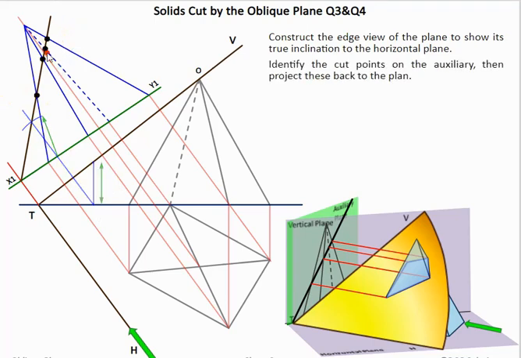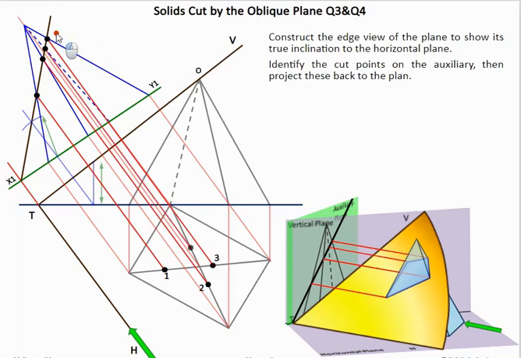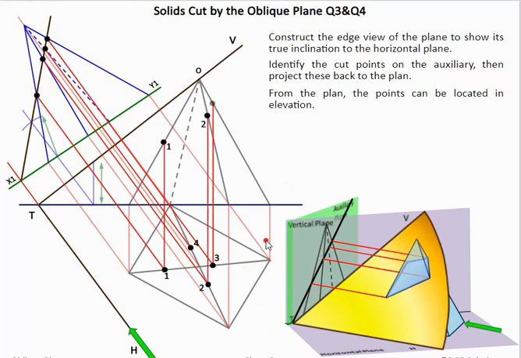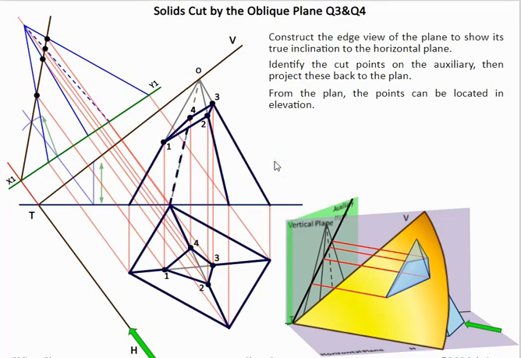Now this gives us 4 points here which are cutting the pyramid. So these 4 points are brought down to plan and marked off. So these are our 4 points being cut. Now what we can do with these 4 points is bring them up to elevation. And we can bring them straight up because they're on lines already. So we can draw it in plan, draw it in elevation, and then complete the drawing. So this is what the object looks like when it's been cut by an oblique plane.